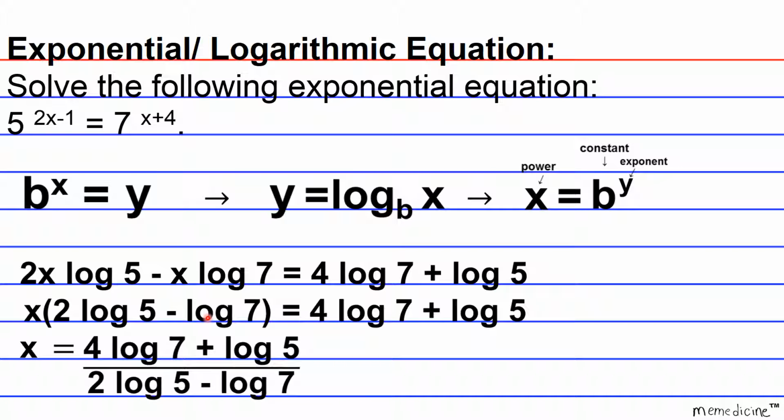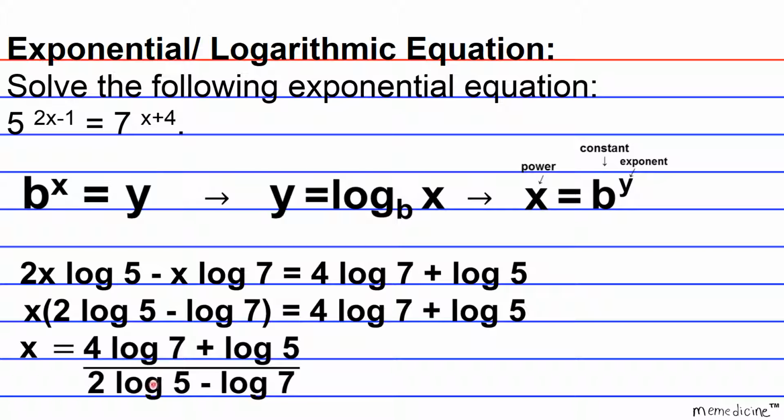And we get that x is equivalent to (4 log of 7 plus log of 5) divided by (2 log of 5 minus log of 7). Now what you're going to do is input this into your calculator. Make sure you place the numerator in parentheses before entering your division command to keep things neat so that you don't get the wrong answer.